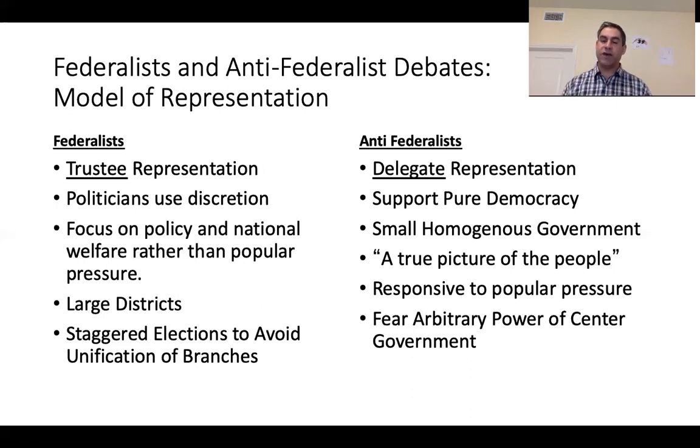At least this is what the Federalists are going to argue, which is why they favor staggering the elections so that popular pressure can't cycle out all of those representatives in government in one single election. The Anti-Federalists are much less comfortable with entrusting elites to make decisions on their behalf.